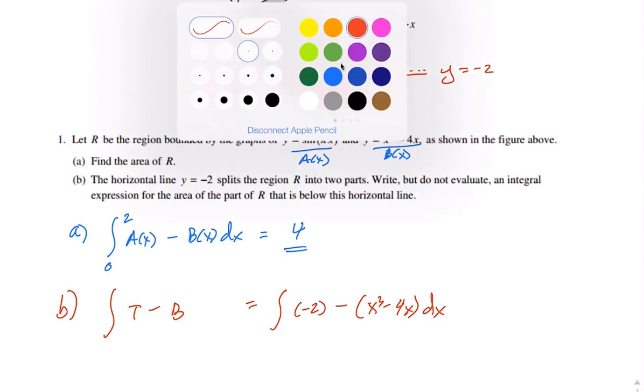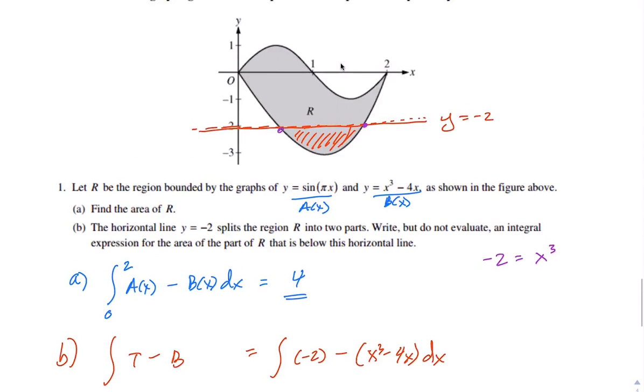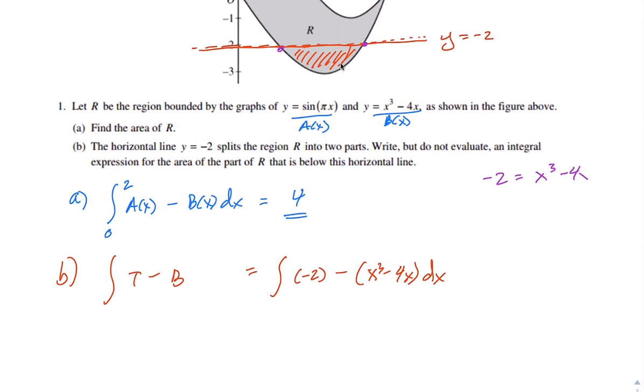So there's 2 ways to solve it, right? I could set -2 equal to x cubed minus 4x, because I want to find out where these guys cross. I'll tell you right now, that's a hard thing to solve. I could set it equal to 0, but that's not easy to solve. That's why we could use the calculator.